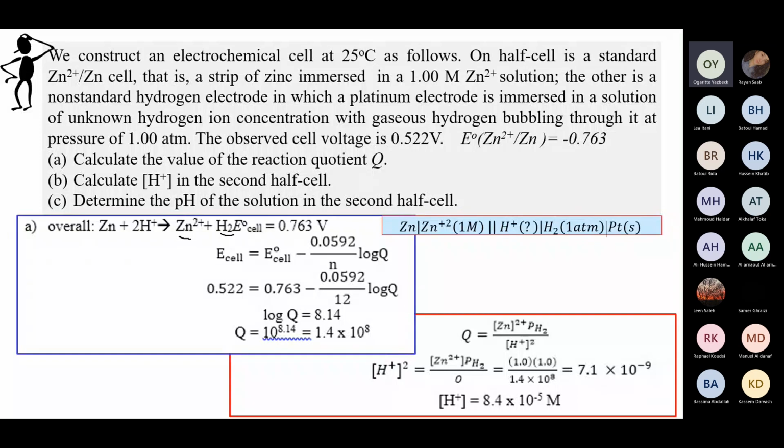Sometimes, instead of finding Q, we can directly put in the pressure of hydrogen, the Zn2+ concentration over solid zinc, over H plus squared. Sometimes it's not necessary to get Q by itself, it's easier without the anti-log of this number, whatever it is, and then put these in and solve for H plus. Calculation-wise, on the calculator, you still have to get that Q number and then substitute. So get the Q by itself, and then solve for the H plus concentration that will give me this potential, 0.522.